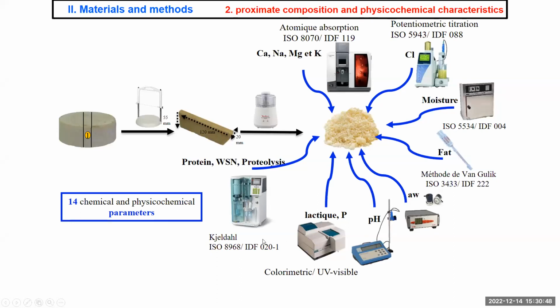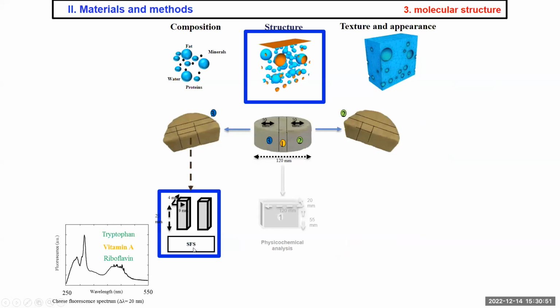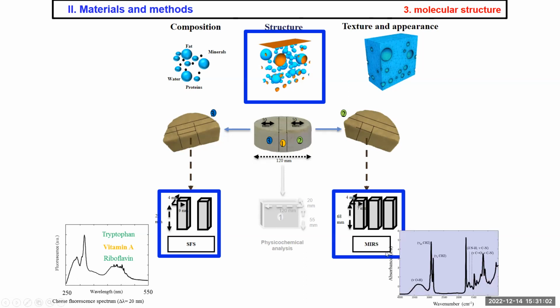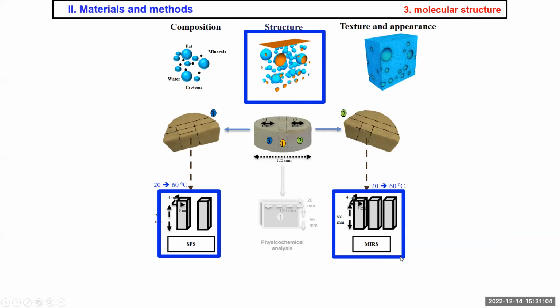We also made spectral measurements in order to have access to the molecular structure of the components that we can find in cheese. We also made mid-infrared measurements. And during the measurements, we also made a variation of the temperature between 20 and 60 degrees C in order to have an idea of the behavior of the cheese during eating, because cheese can be used also in pizza, etc., or in soup. So we were interested to know what is the effect of the temperature on the cheese.